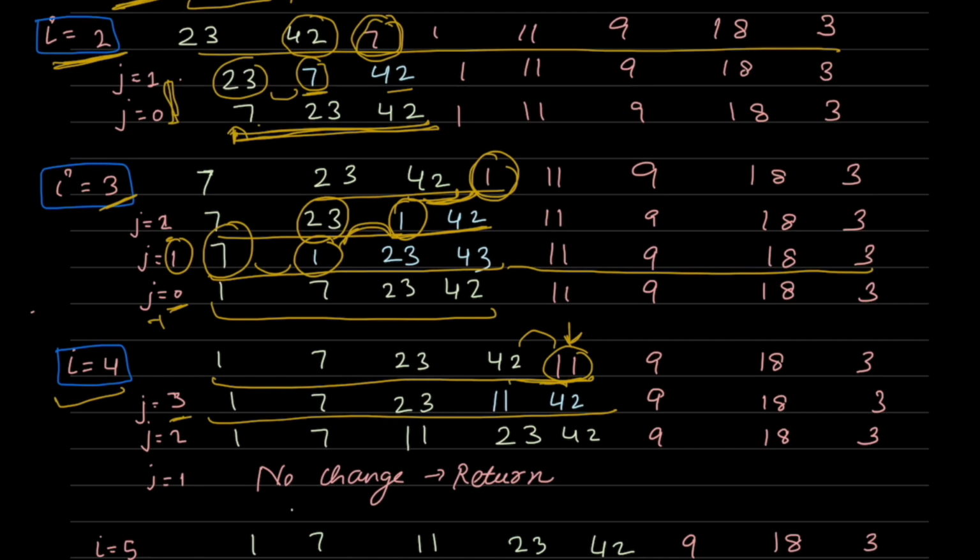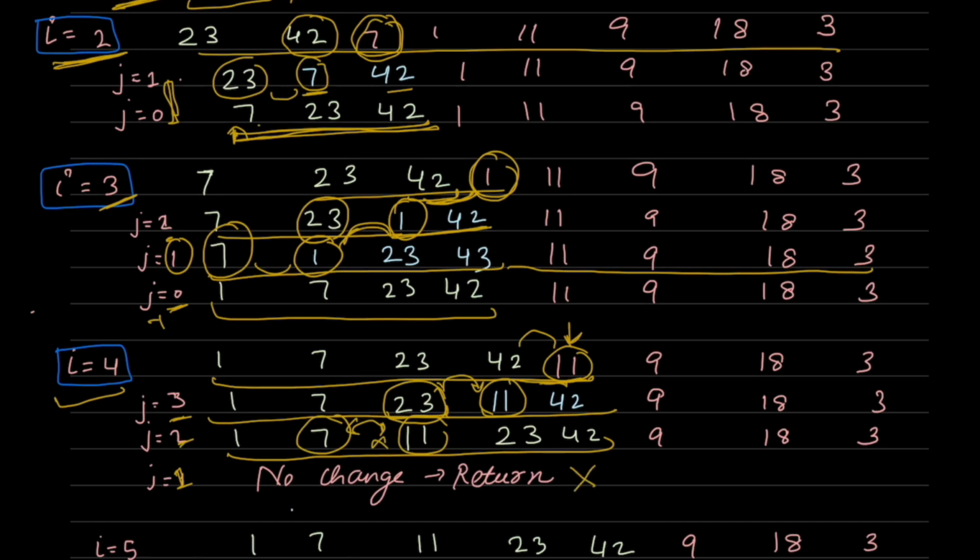Now we move to the next element, which is j equals 2. For j equals 2, we have 23, and then our next element is 11. Again, 11 is smaller, so we would be doing the swapping, and as you can see, the state of the array is this. Now for j equals 1, we would be comparing 11 with 7, but this time 11 is larger than 7, so we won't be doing any swapping here, and we stop over here. We do not move any further.